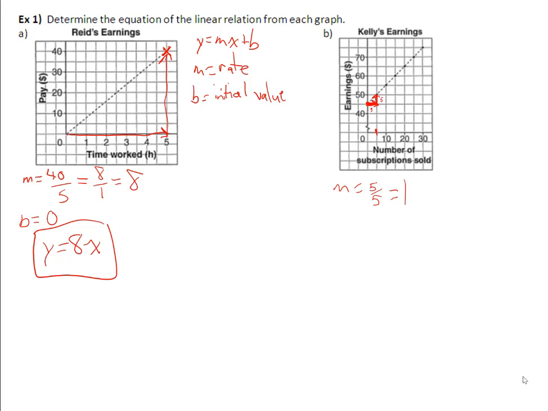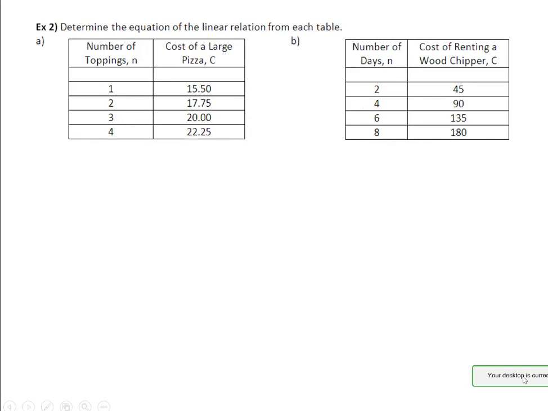What's our initial value? Well, when x is 0, we go up, we find it here. Our b value, our initial value is, you said 45, you are correct. So now we can just plug these into our y equals mx plus b. y equals x plus 45. Now, you don't have to write 1 in front of the x, because if you do, it's just 1 times x, which is just x itself. 1 times anything is itself, so therefore you can just write x plus 45. Okay, that's your first 2 examples. Let's go on to the next.